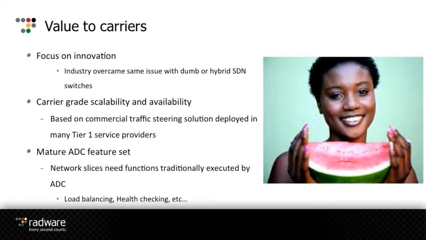So all of those pieces don't have to be recreated in the control plane. They're already implemented and used in the ADC software that we have today, and it enables us to tap into this idea of network slices traditionally executed by ADC and have all of those same functionalities, in terms of health check and all of those other things, without recreating all of those items in the control plane.